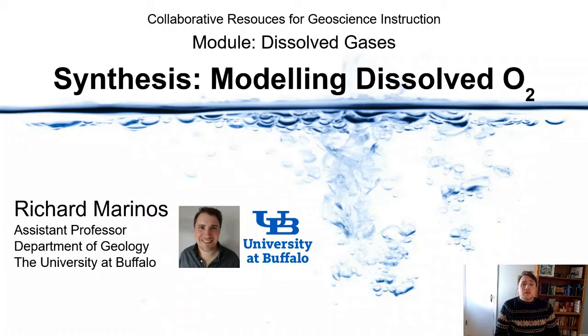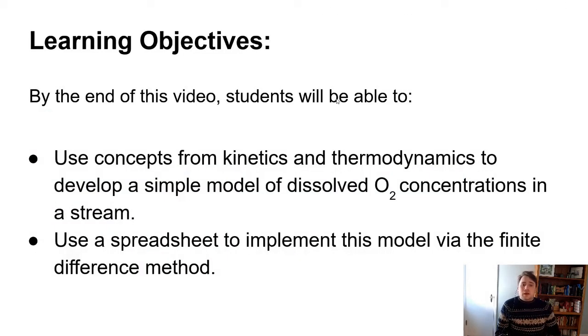The way that I want to do this is to model the concentration of dissolved oxygen in a stream. So let's launch into that. By the end of this lecture, you should be able to use concepts from kinetics and thermodynamics to develop a simple model of dissolved oxygen concentrations in a stream. And then you'll be able to implement that model via a spreadsheet using the finite difference method.